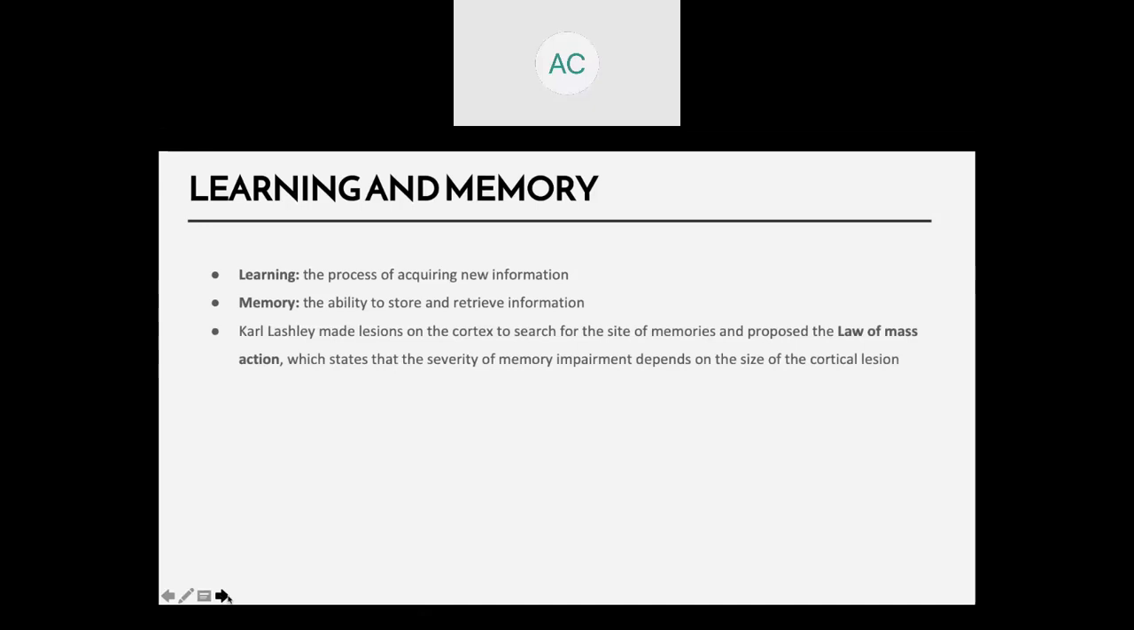He proposed the law of mass action, which basically says that the severity of memory impairment depends on the size of the lesion. So he found that the more of the cortex that he lesioned, the more that memory was impaired. So he thought that there was an equal probability of destroying a memory by lesioning any location on the cortex. Based off of the findings of his experiment, he didn't think that there was just one site of memories. And as we go through the PowerPoint, you'll see that the hippocampus is especially important, and he didn't actually lesion below the level of the cortex. So that's why he proposed the law of mass action.